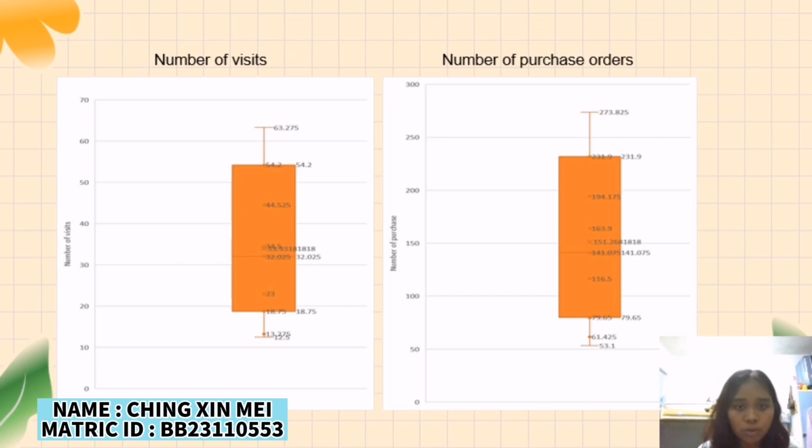If the purchase orders box consistently surpasses the visit box, websites are not only attracting traffic but also successfully converting a significant portion of it into purchase orders.